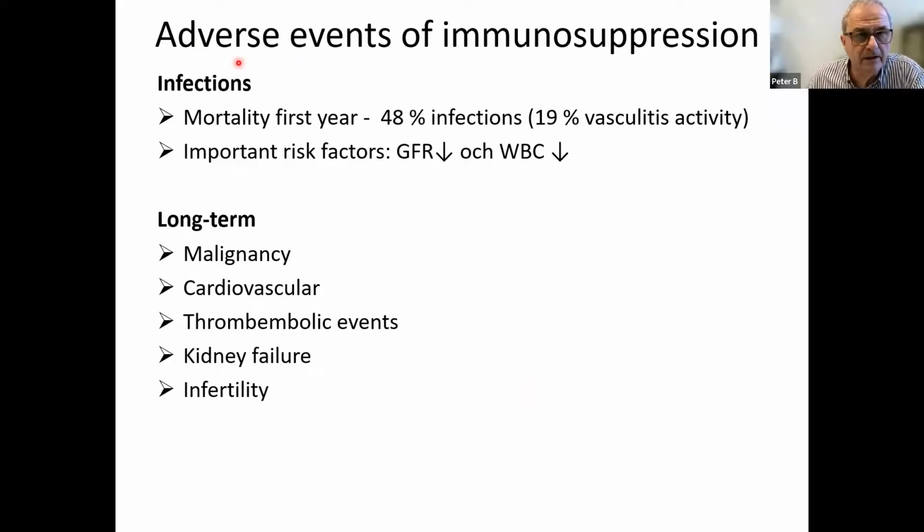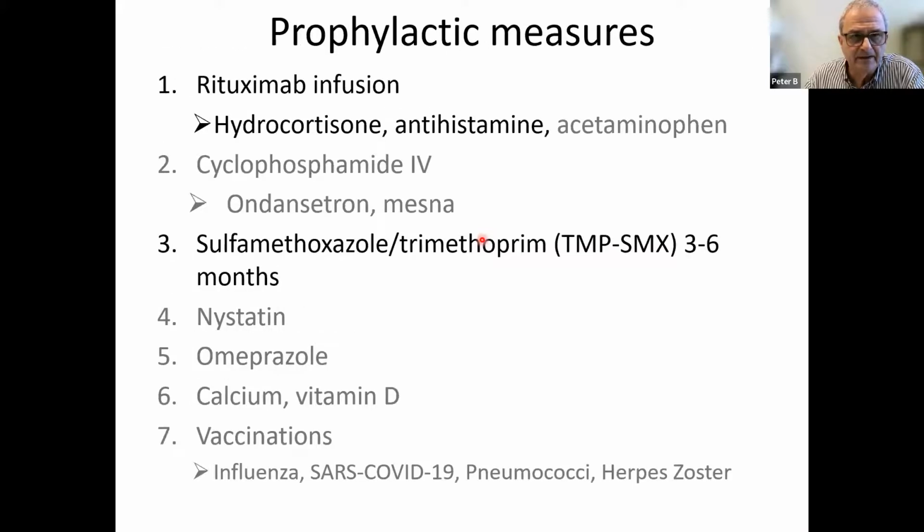It is important to acknowledge the adverse events of immunosuppression, because mortality in the first years is more due to infections than to vasculitis activity. And the important risk factors are low GFR and leukopenia. And long-term effects you have to consider: malignancy, cardiovascular effects, thromboembolic events, kidney failure, of course, and infertility.